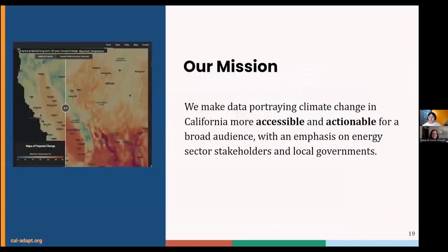Next slide, please. And so our mission for these projects is to make data accessible and actionable for a broad audience, so that you don't need to be a climate scientist or an expert in how the data are produced in order to get the best data to inform the decisions you need to make in local government and in the energy sector in particular, since our funding agency is the Energy Commission. Next slide, please.